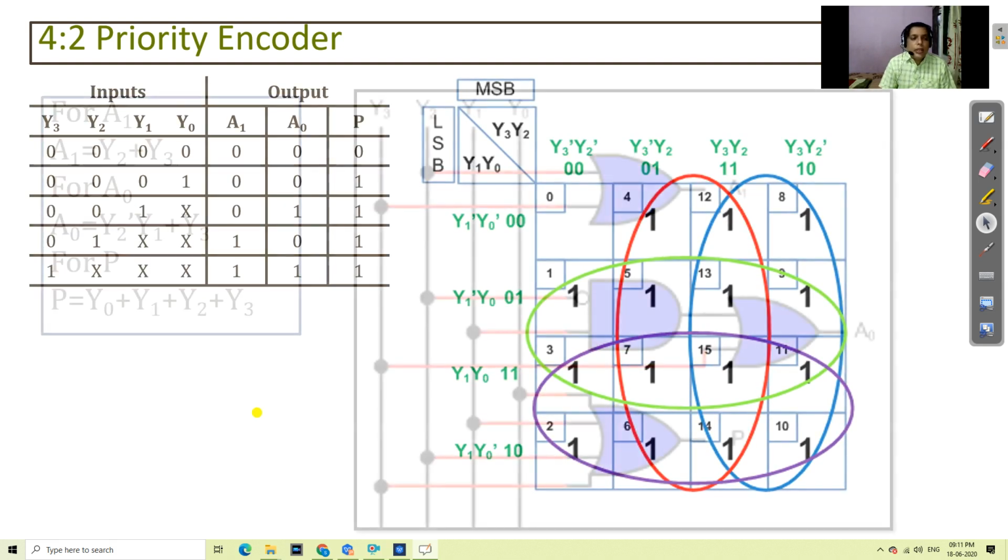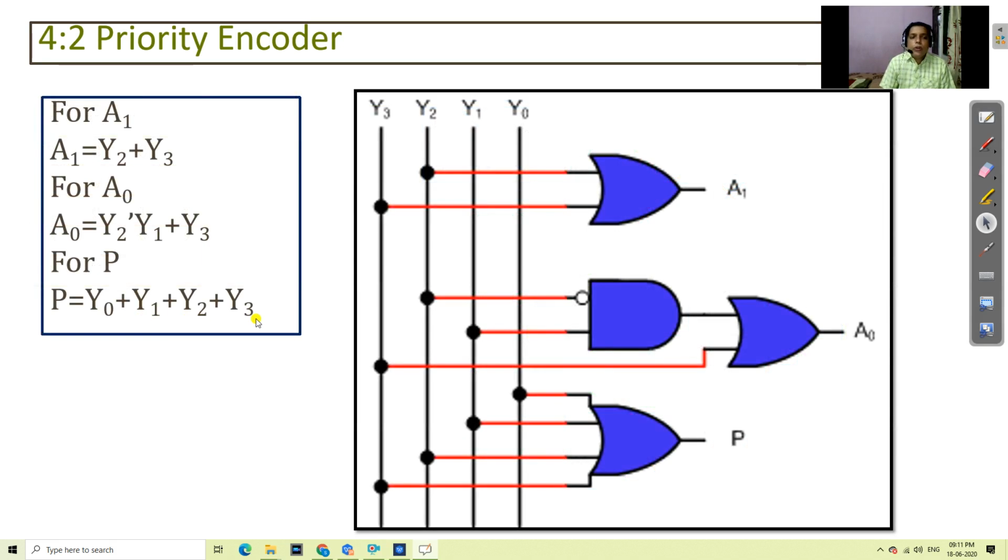Okay, so the output is equal to y0, y1, y2, y3. So a1 is equal to y2 plus y3, a0 is equal to y2 dash y1 plus y3, P is equal to y0 plus y1 plus y2 plus y3.